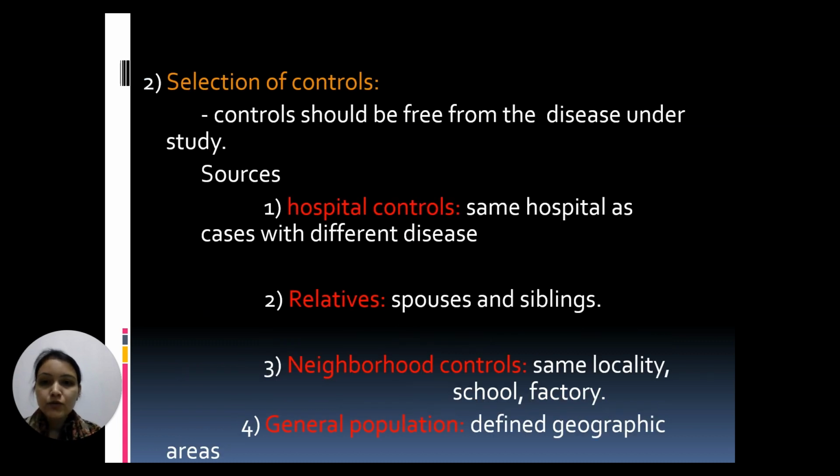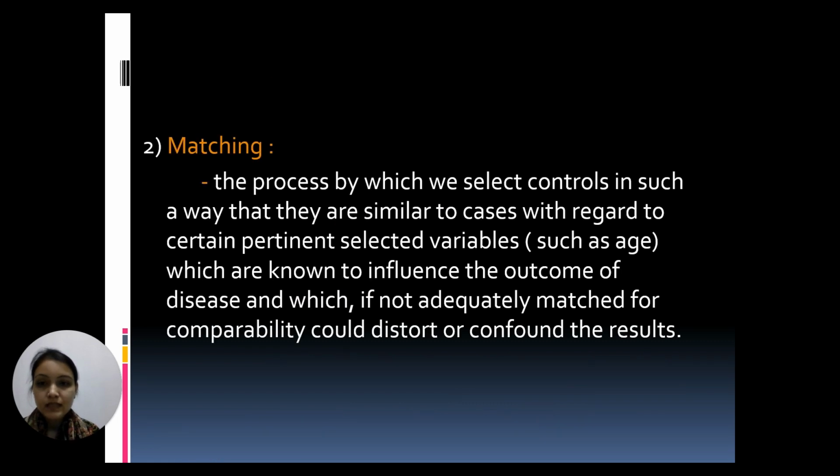Selection of control. Control should be free from the disease under study. Sources are hospital control from the same hospital as the case with a different disease, relatives like spouses and siblings, neighborhood control from the same locality, school, factory, and general population with a defined geographical area. It means that case and control have the same geographical area.